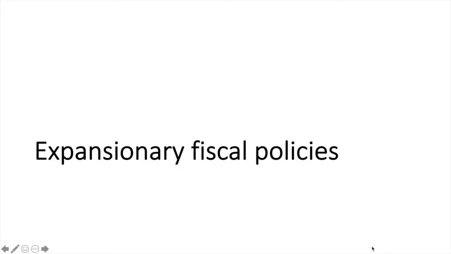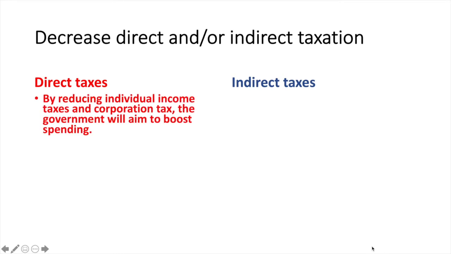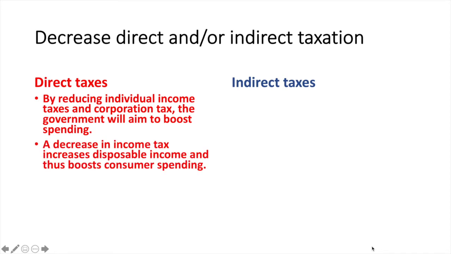These include decreased taxation and increased government spending. The government can choose to lower either direct or indirect taxes or both. Direct taxes include income and corporation tax. By reducing individual income taxes and corporation tax, the government is trying to boost spending. A decrease in income tax increases disposable income and thus boosts consumer spending, driving up the demand for goods and services and thus reducing unemployment.